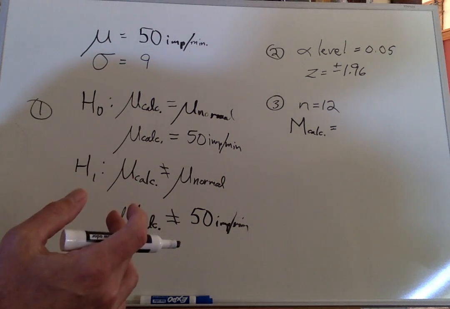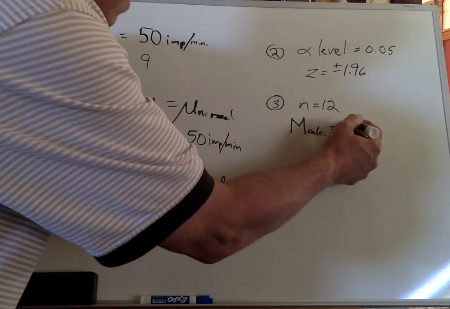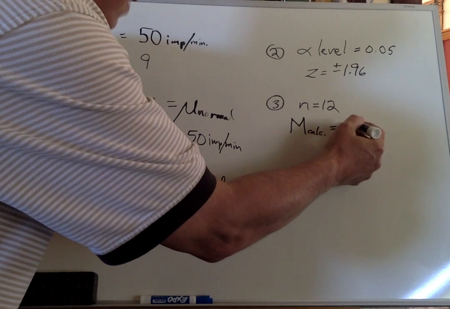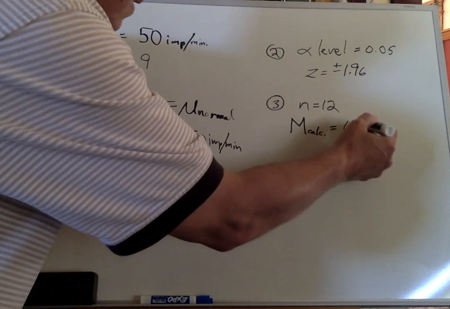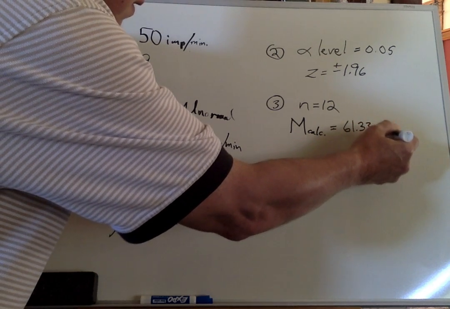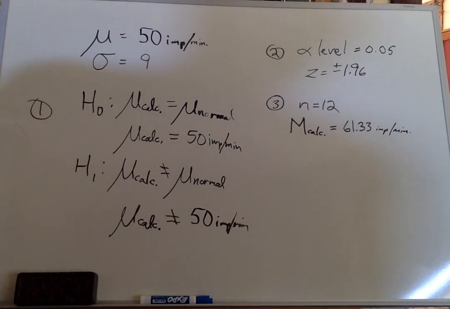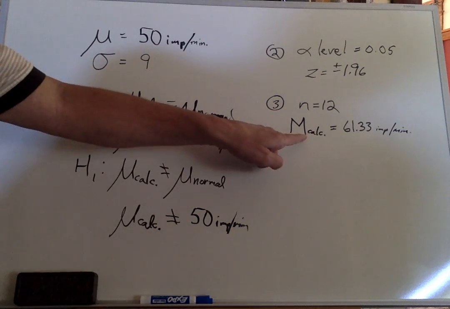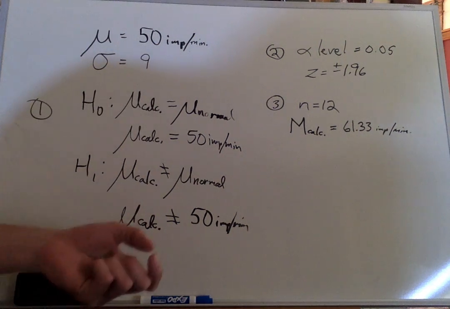So let's say that the firing rate for these cells is 61.33 impulses per minute. All right. Now, just a reminder, I want to know if this is different from this, okay? But we're not just doing arithmetic.